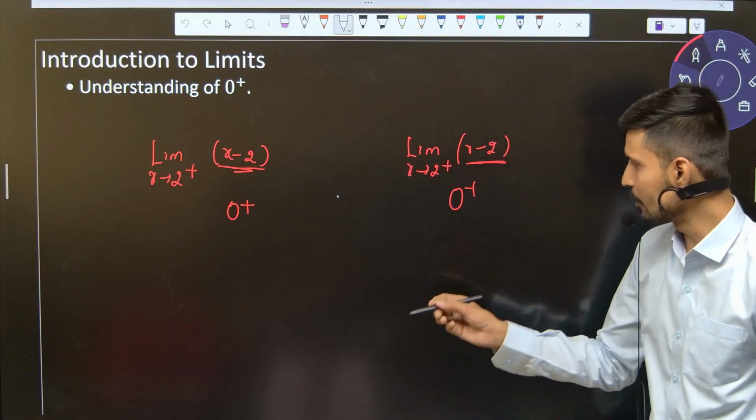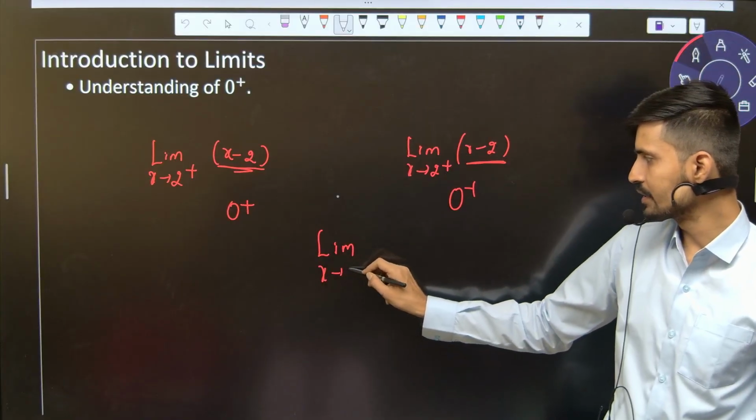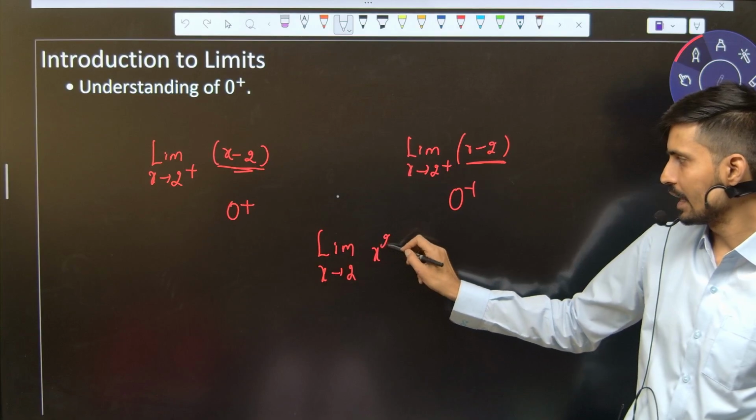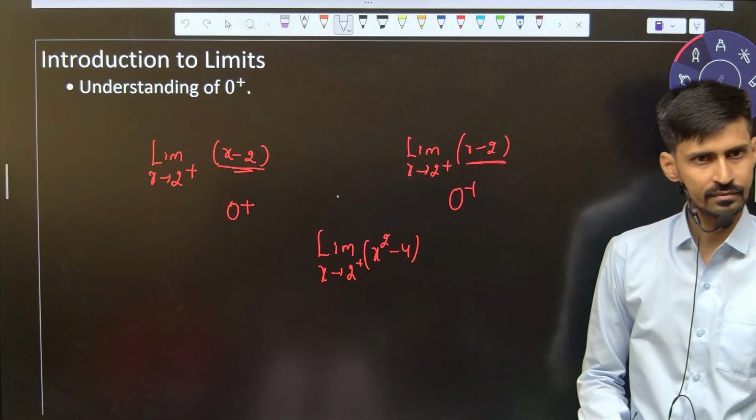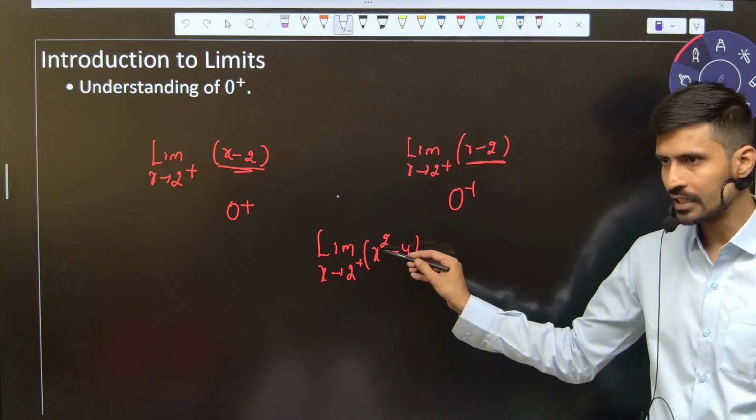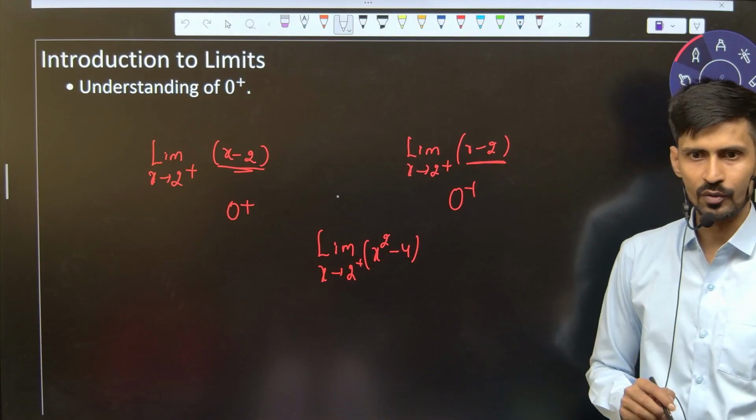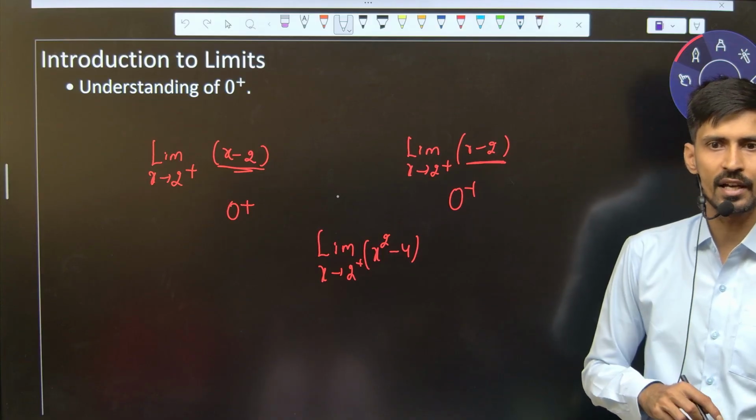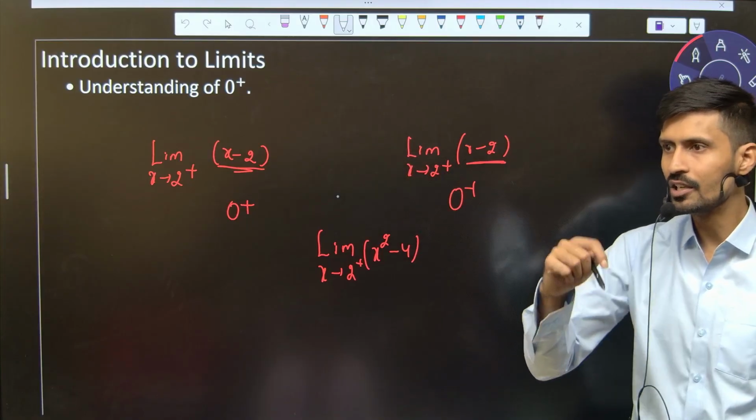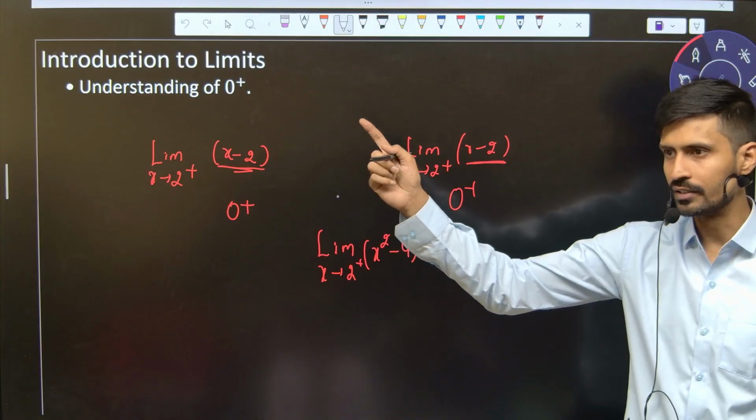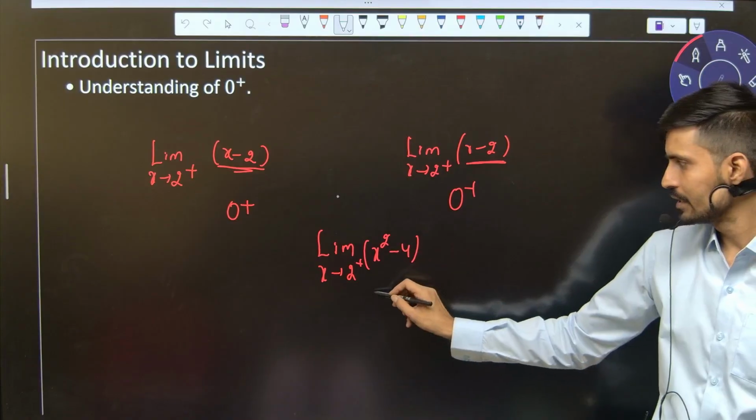Now here if I write one more, limit x tends to 2 plus of x square minus 4. So 2 plus square, what it will become? 4 plus, not 4. 2 square is 4, 2 plus square is 4 plus. 2.0000001 square will be 4.0000001. So 4 plus minus 4 will be 0 plus.